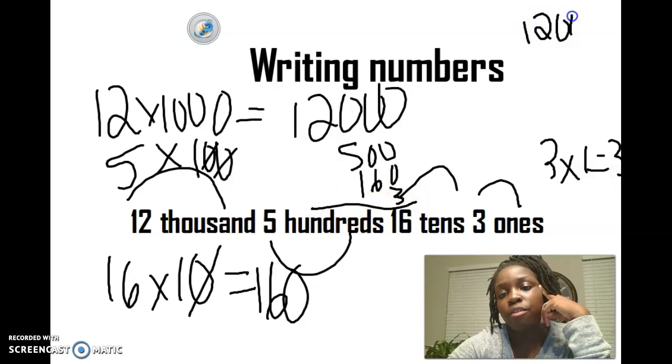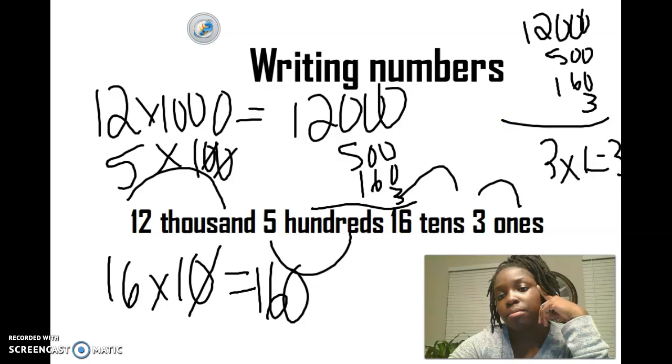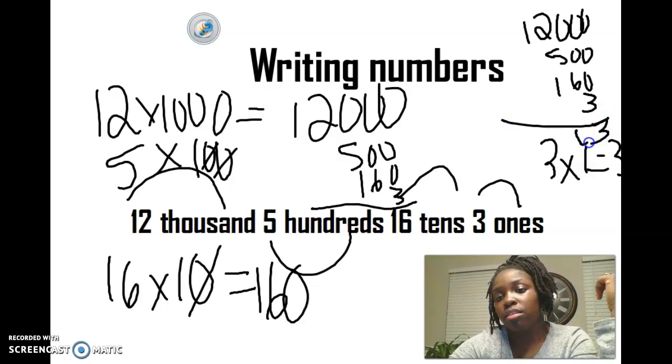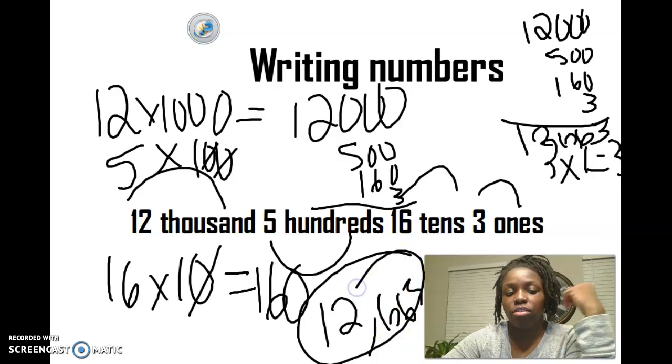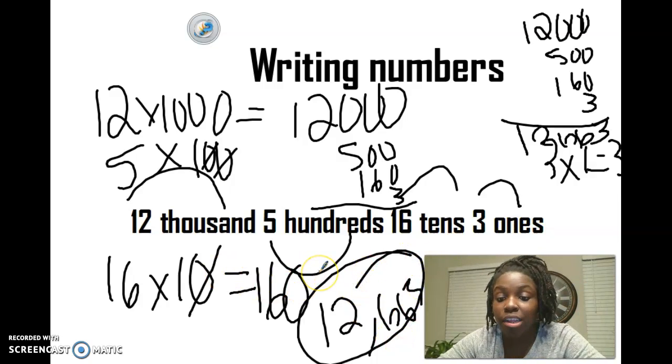So when I add up 12,000 plus 500 plus 160 plus 3, what do I get? Good. 12,663 is my final answer. So when I'm solving problems like this, even if it's comparing the problem, you need to make sure you write these numbers out in standard form before you can realize what the actual number is.